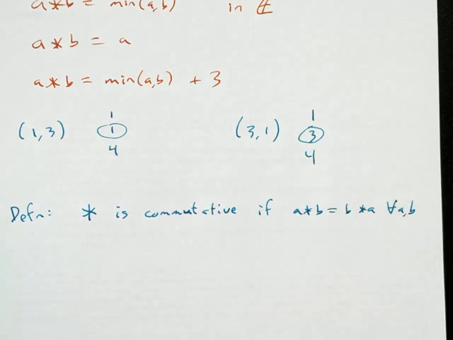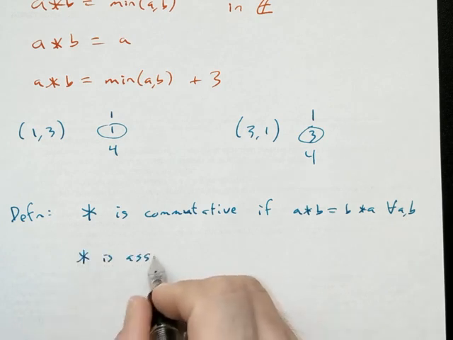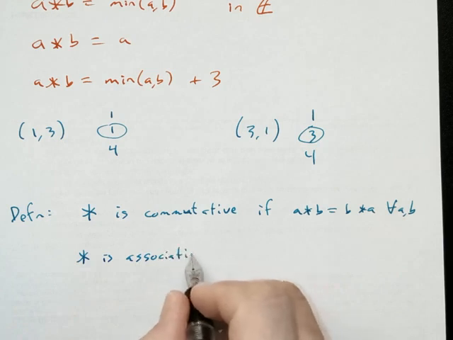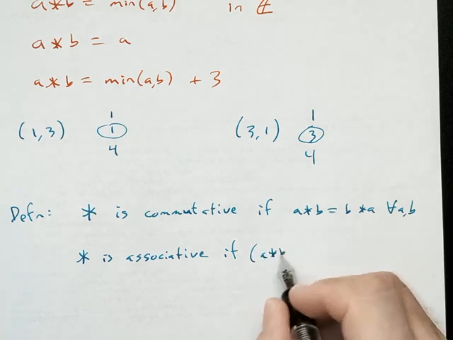A commutative operation is one where if I change the order, it doesn't matter. An associative operation is one where regrouping doesn't matter. Upside down, hey, that's for all. Yes, that's for all.